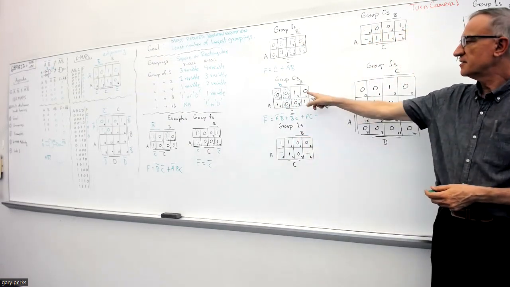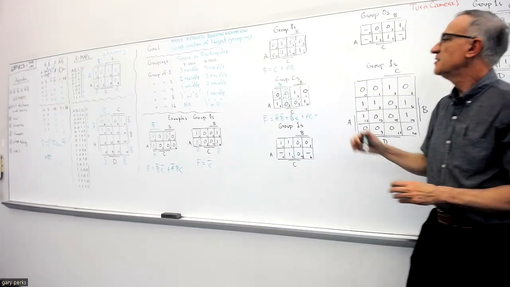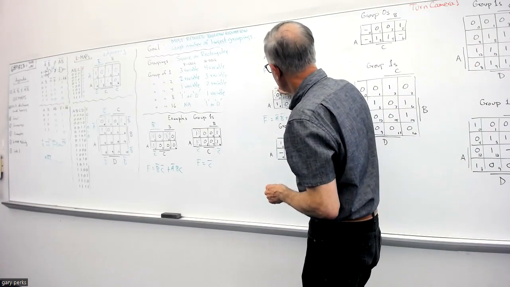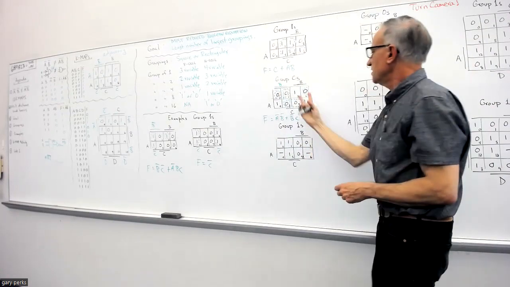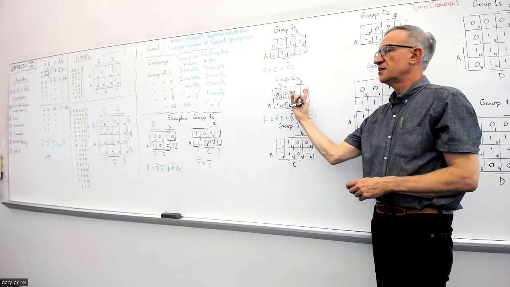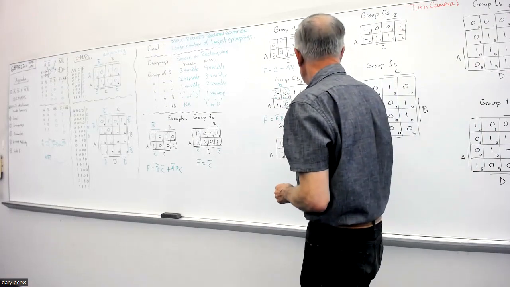Okay, and then we got this 0 here. So what would you do there? Again, these touch here, so you could just do 0, 0 with the 2. So what's common to these two? Not A, not C.